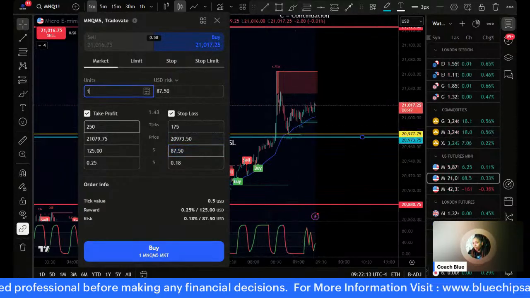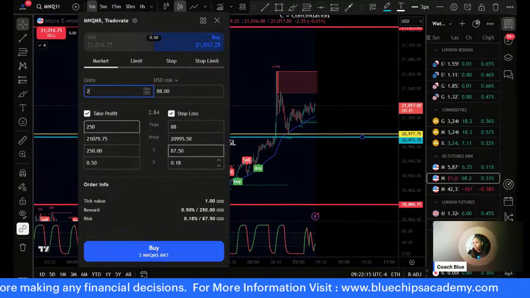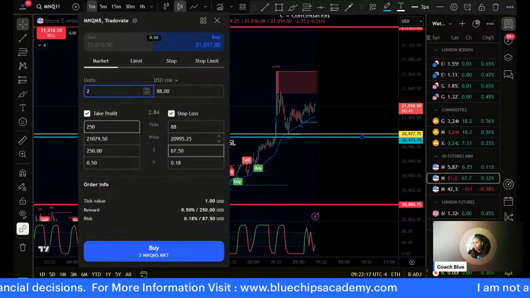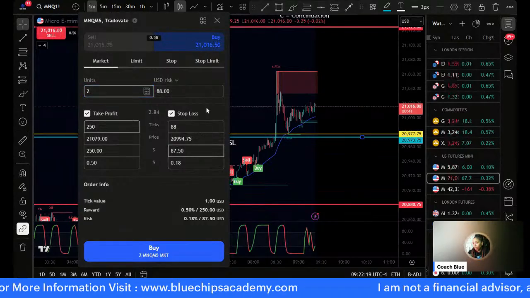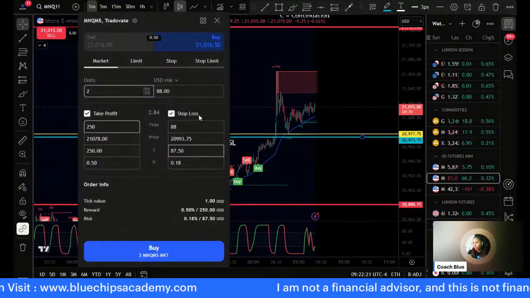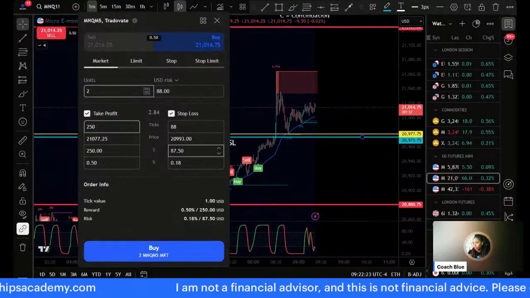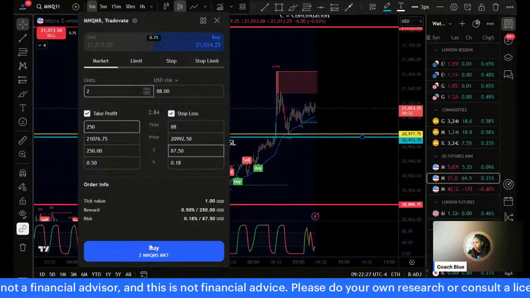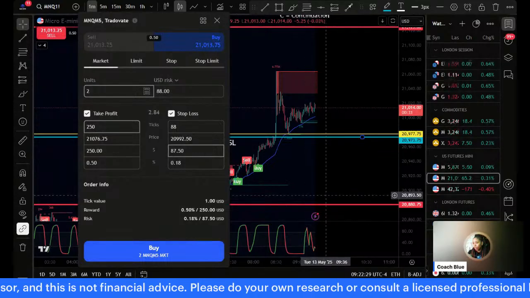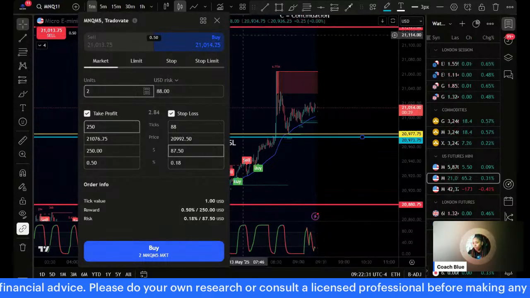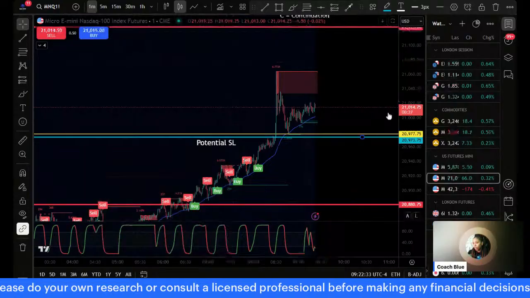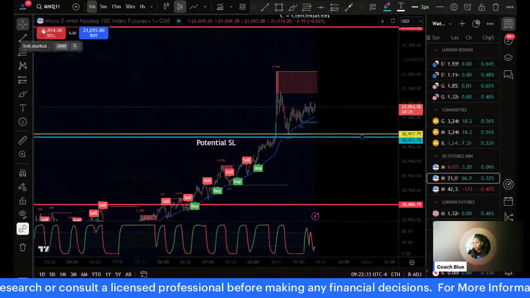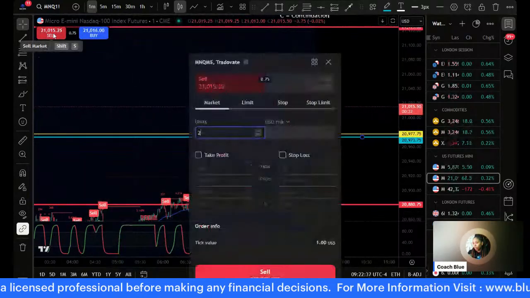$87. So I could put 2 contracts in here and that'll put me around that 150 mark. I will have to go out and come back, but that will put me around that 150 mark. Once I have that set, I check the stop loss and the take profit, I click buy, and then I'm in the trade. Same thing for a sell. If I'm looking for a sell, I'm going to click sell.